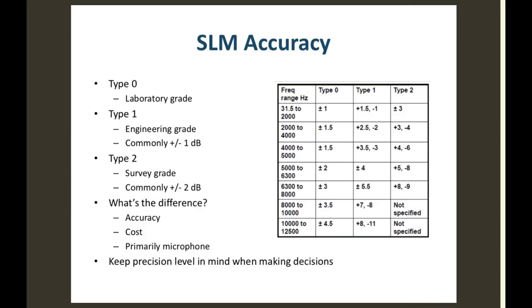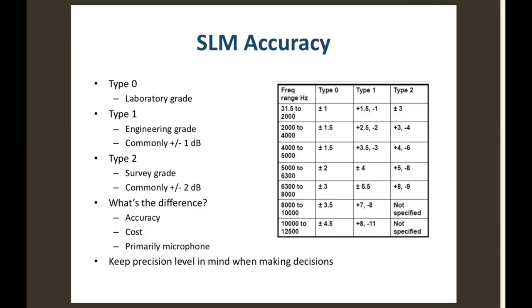If somebody goes online, they can look up the specs for it and see the accuracy, plus or minus. It's on there. It's a type 2? Yeah, okay, so it's plus or minus 2 decibels. That's basically how you would know which one it is. The accuracy is determined a lot by the quality of the microphone.